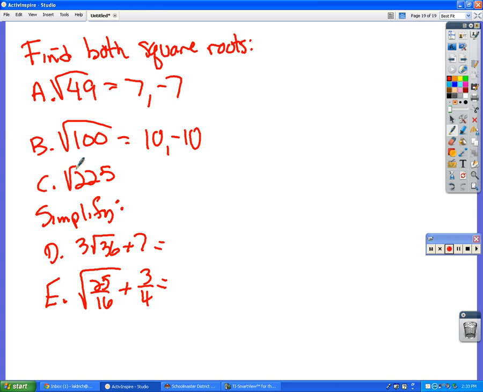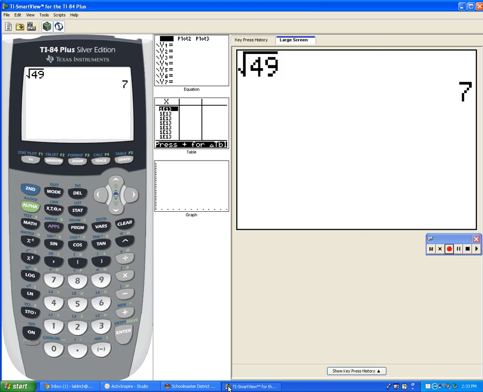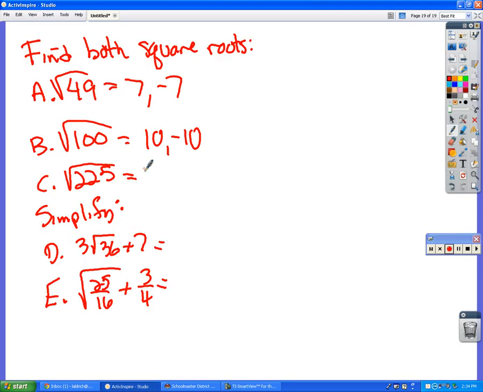And then 225 is the bigger one. If you're having a hard time with that one, you can type that into your calculator, and you get 15. And then you have to remember that it's -15.